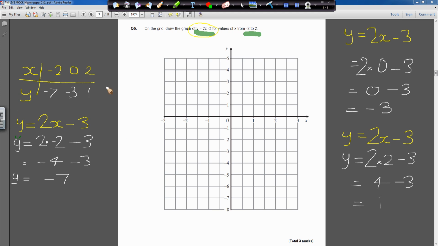Now we need to plot these points as coordinates. So minus 2 corresponds to minus 7, 0 corresponds to minus 3, and 2 corresponds to 1. Let's choose a blue. So minus 2, minus 7 first of all. We go minus 2 along the x-axis and down by 7. That gives us a point roughly there. The next one is 0, minus 3. We go to 0 along the x and come down by 3, and that gives us a point there. The last coordinate is 2, 1. So we go along the x-axis and up by 1. They're both positive numbers in this case.